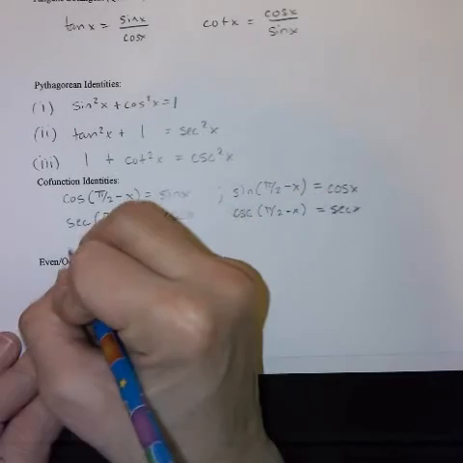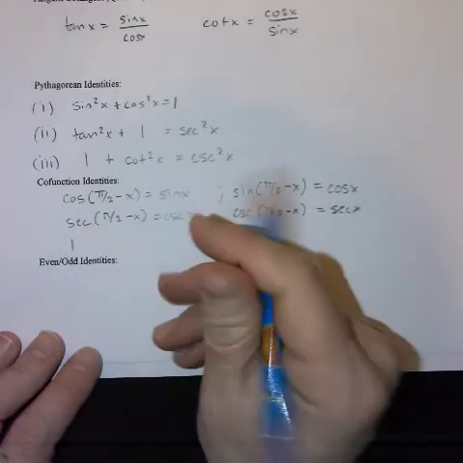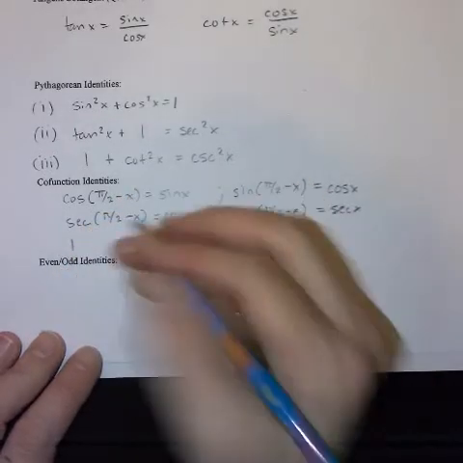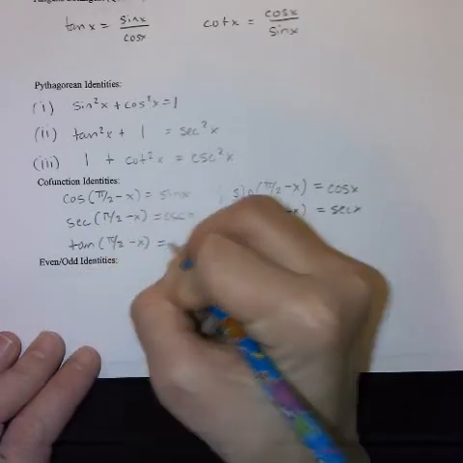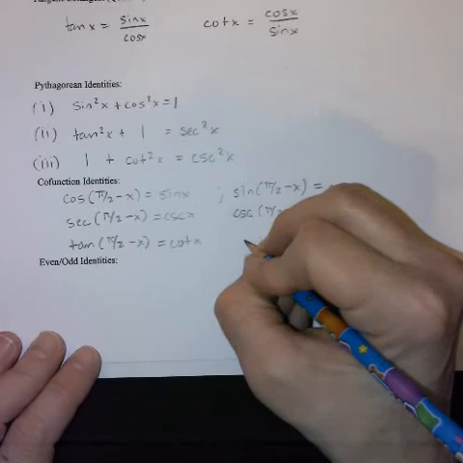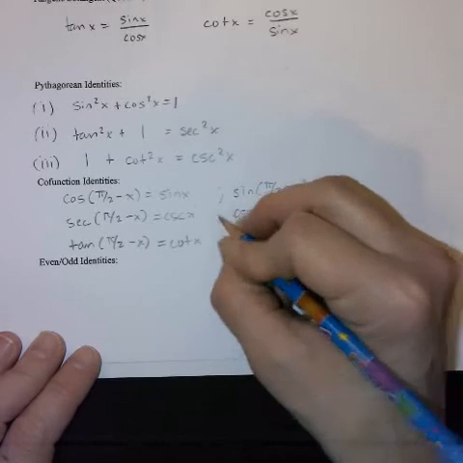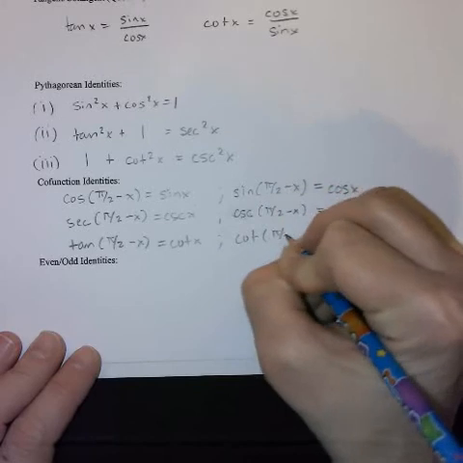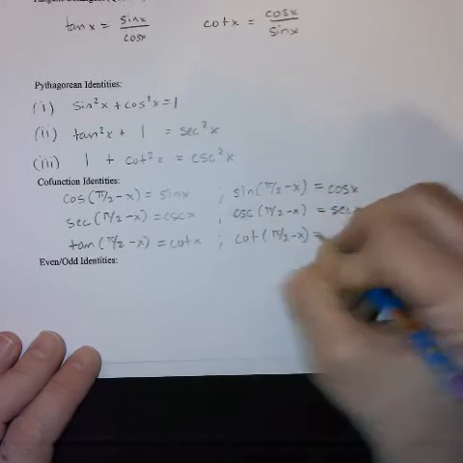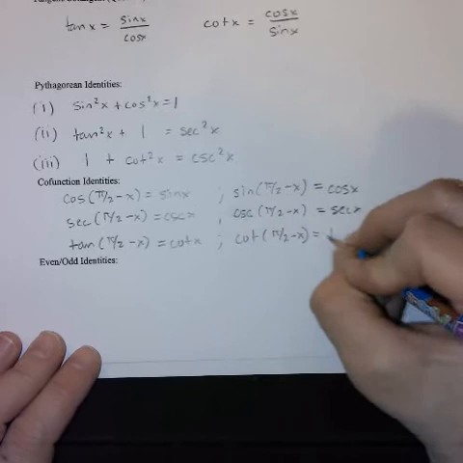And then tangent and cotangent are cofunctions. So tangent of pi over 2 minus x equals cotangent x. And cotangent of pi over 2 minus x equals tangent of x.